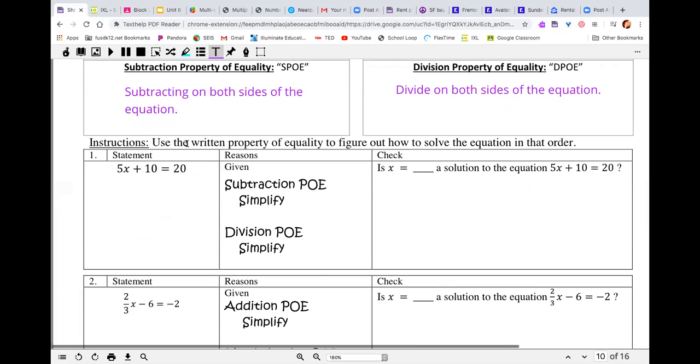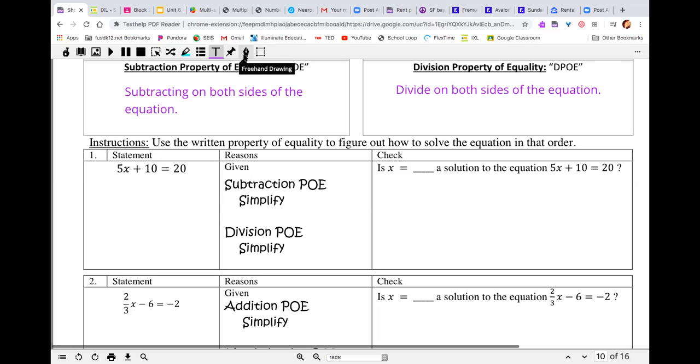Okay. So use the written property of equality to figure out how to solve the equation in that order. So they're telling us, they gave us the steps. They said SPOE, simplify. GPOE, simplify. Simplify means we always reduce it. Later on we'll write simplify at the bottom. Okay, so it says 5 times x plus 10 equals 20.